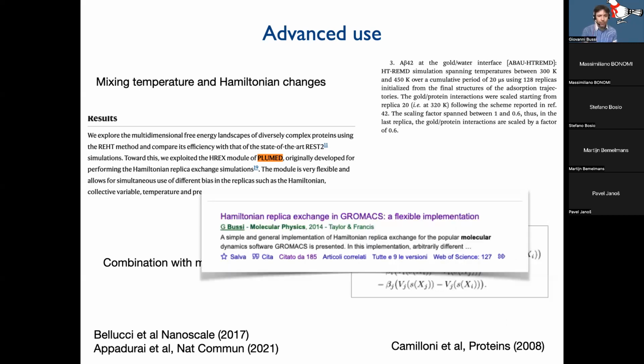So this is the paper where I described the implementation. Hopefully every paper using this implementation should appear in the list of citing papers here. So another thing that you could do is to go to these citing papers. You can find many reviews, but you can find also many applications, and those could be examples of advanced application of the methods that we are discussing today.